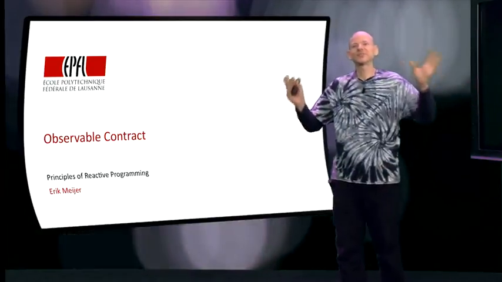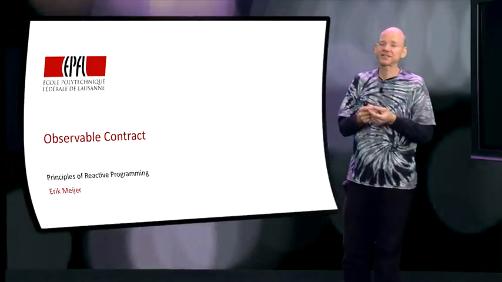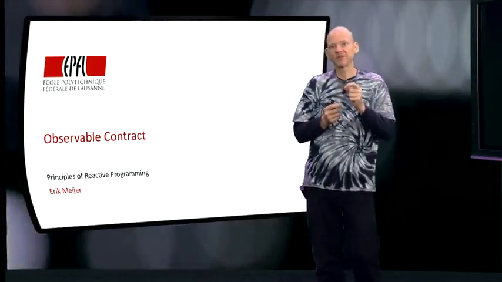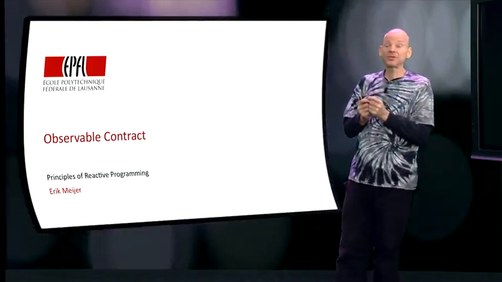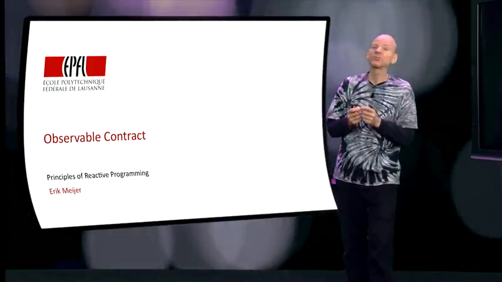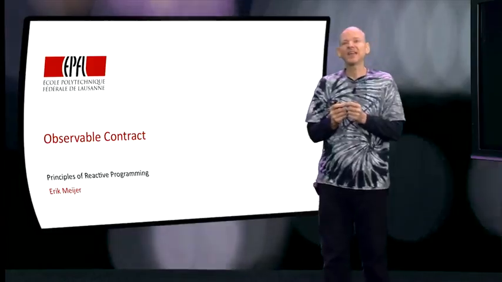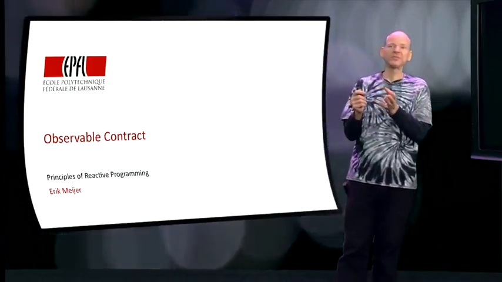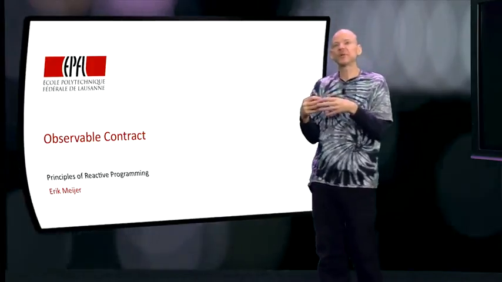Welcome everybody to already the last lecture in the series about the 4 essential effects of programming. What I want to do in this last lecture is talk about the observable contract. And that's the behavioral contract about observable streams that is not visible in the type.